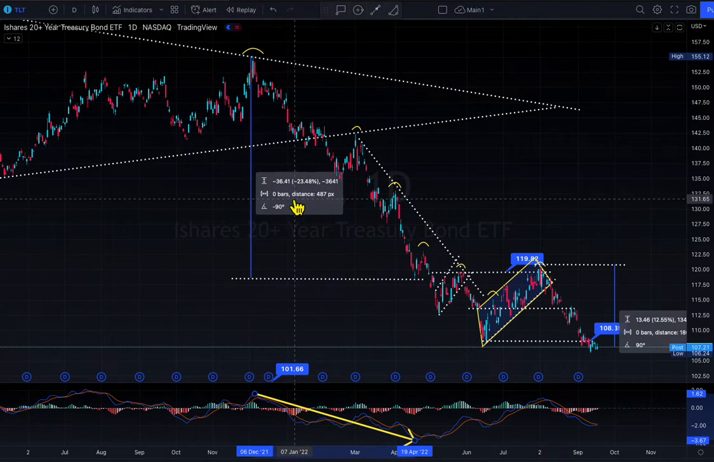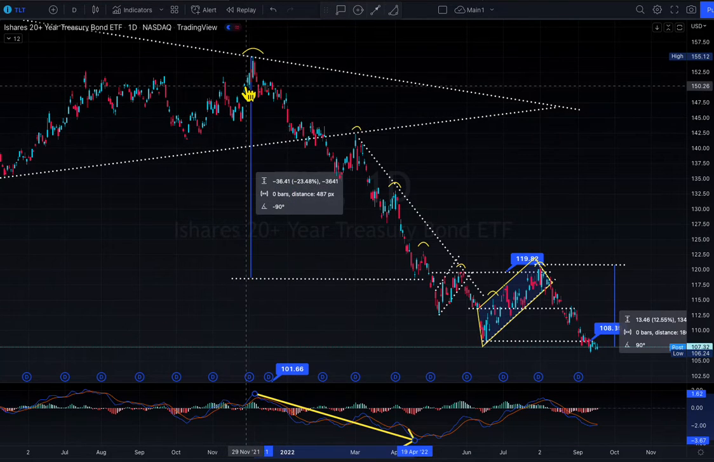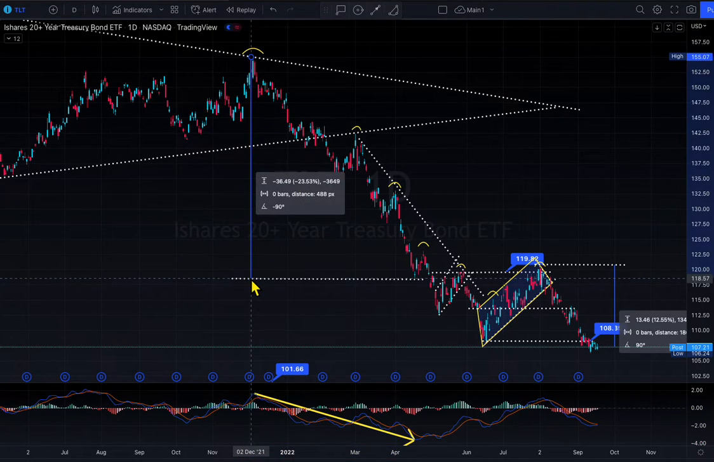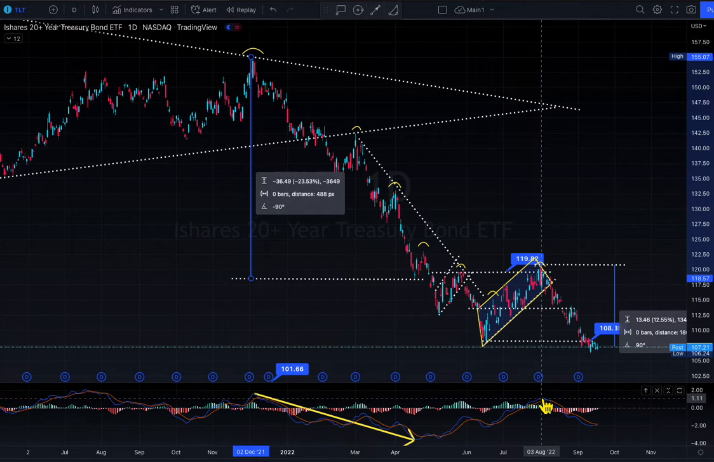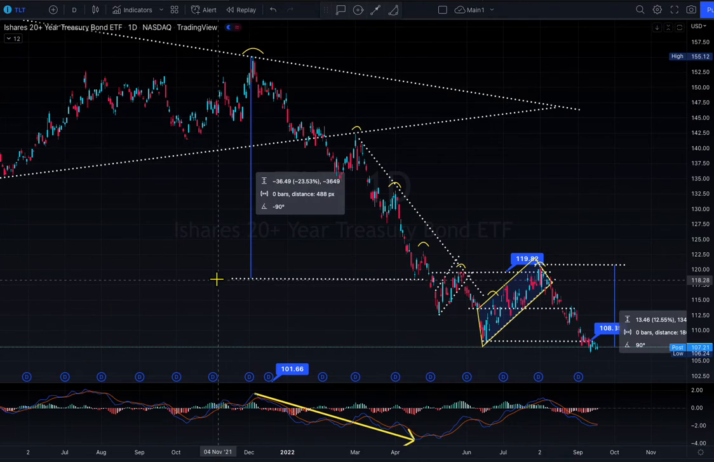So until that time, if I compare how much TLT went down, approximately 24, 23.5% we went down from here to here. Now we have another bounce right here. The MACD topped out, the oscillator went all the way to the positive. We could not even go all the way to the top, and we have a divergence right here.